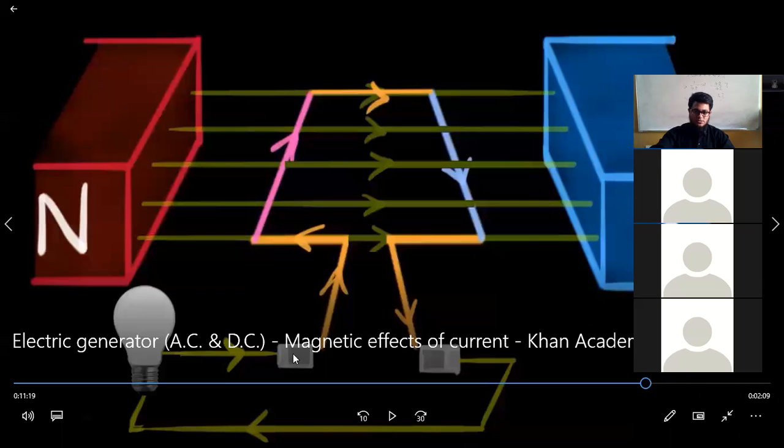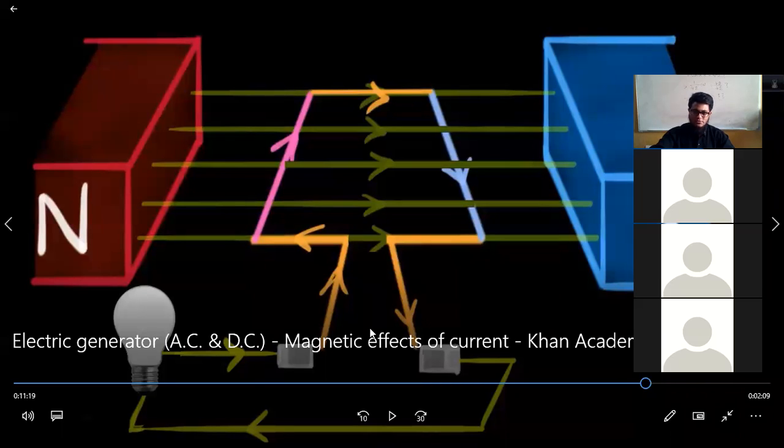Think about this brush. This brush is in contact with whichever wire comes in this position, right? Currently, this wire is in contact with this brush and the current is flowing inside. Now what happens when it rotates? This will come into contact with this one.